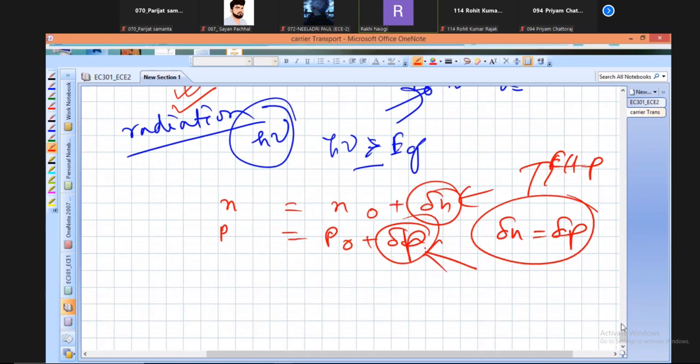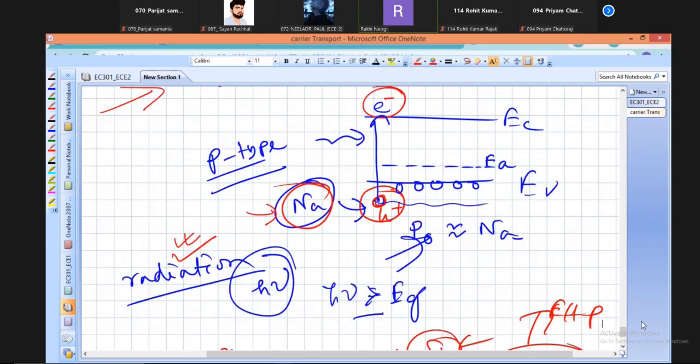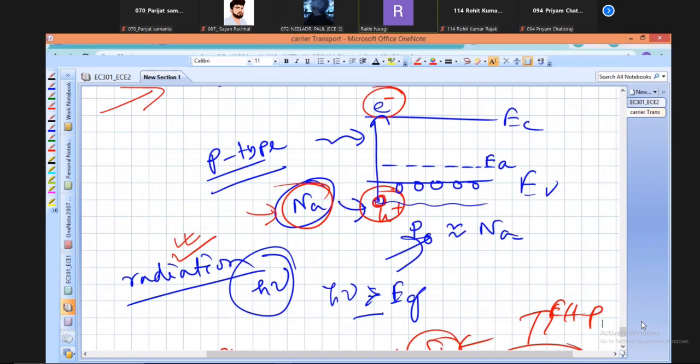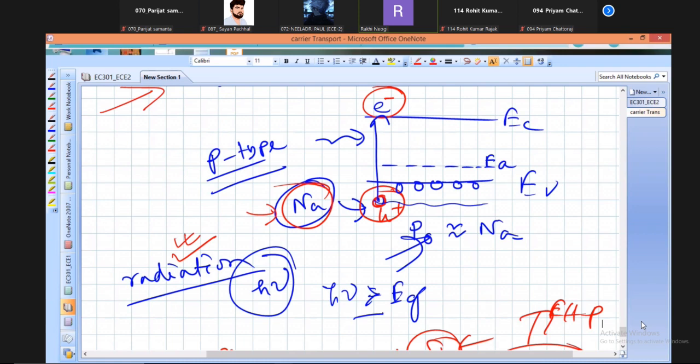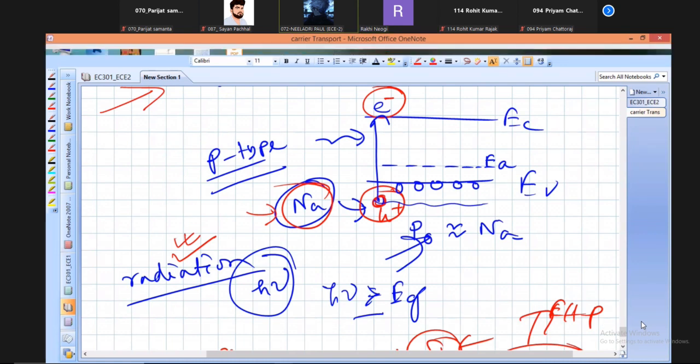Now, here what I am saying. Then ma'am, in indirect band gaps also, in normal semiconductors, this thing, excess concentration of any type of semiconductor. Okay, ma'am. Okay.